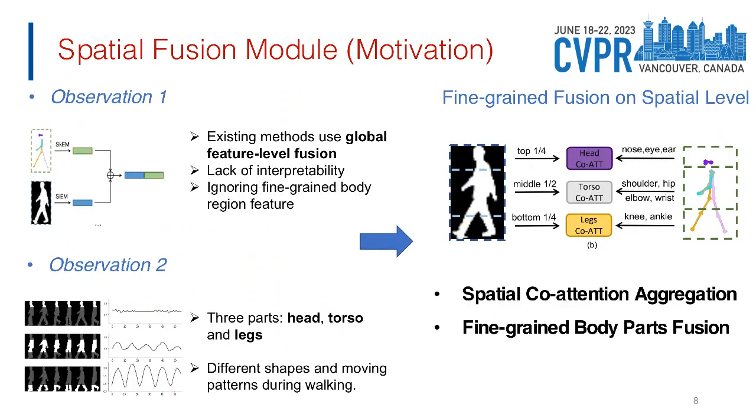For the spatial fusion module, we can observe, on the one hand, existing methods use global feature-level fusion which lack interpretability and ignore fine-grained body region features. On the other hand, the human body area can be divided into 3 parts: head, torso and legs, and different areas of human gait possess evidently different shapes and moving patterns during walking. Therefore, a co-attention-based spatial fusion module is proposed to perform a fine-grained body parts fusion of spatial gait features by using the prior positional relationships of each skeleton joint and each silhouette part.